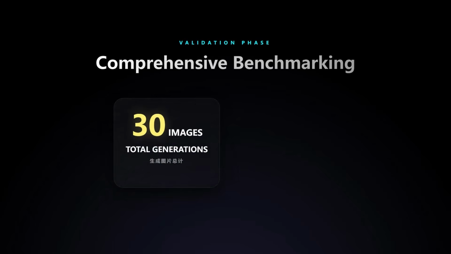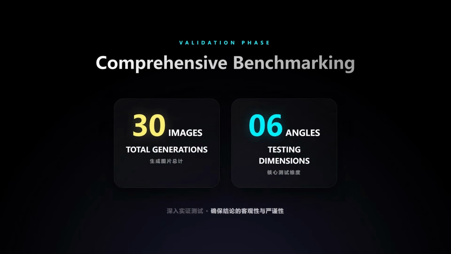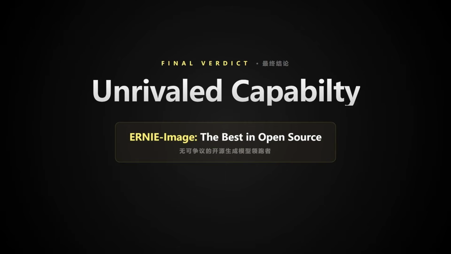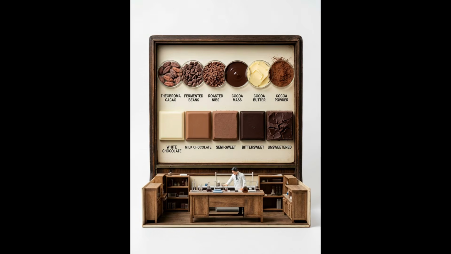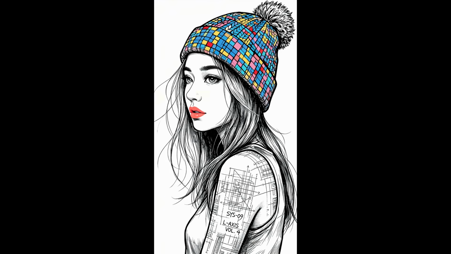To prove this, I did a lot of testing. I generated over 30 images across 6 different dimensions. My final conclusion is that Ernie Image is probably the most capable open-source image generation model available right now. Now let me briefly break down my test results for you.